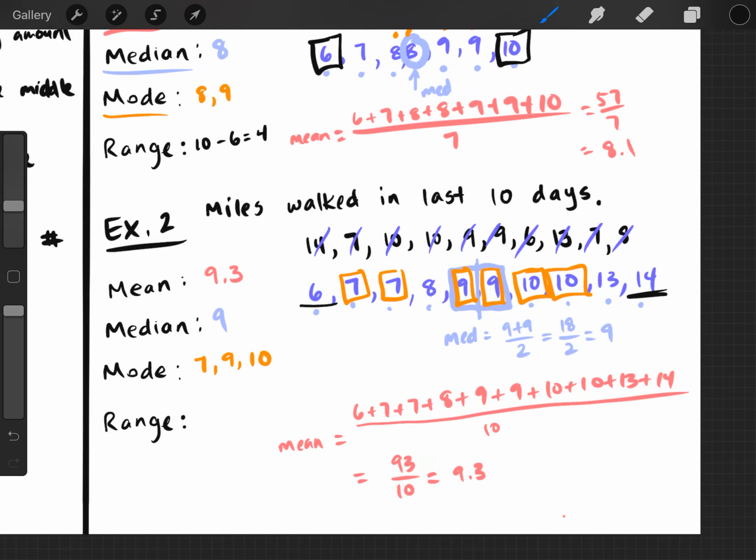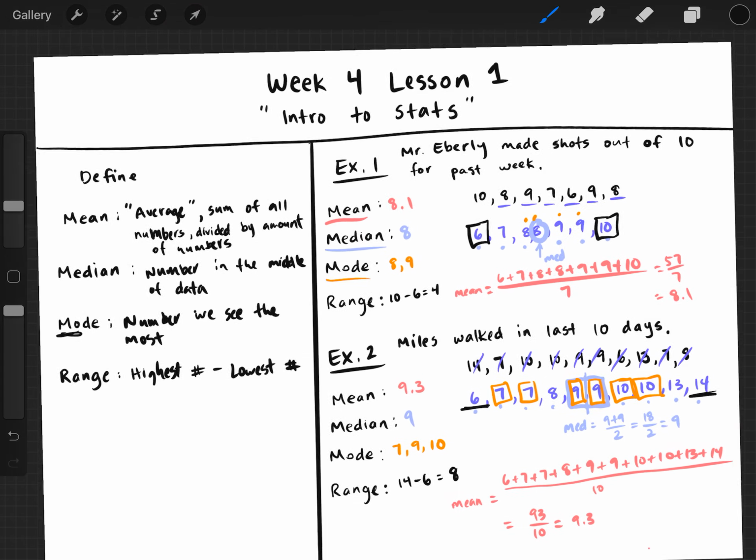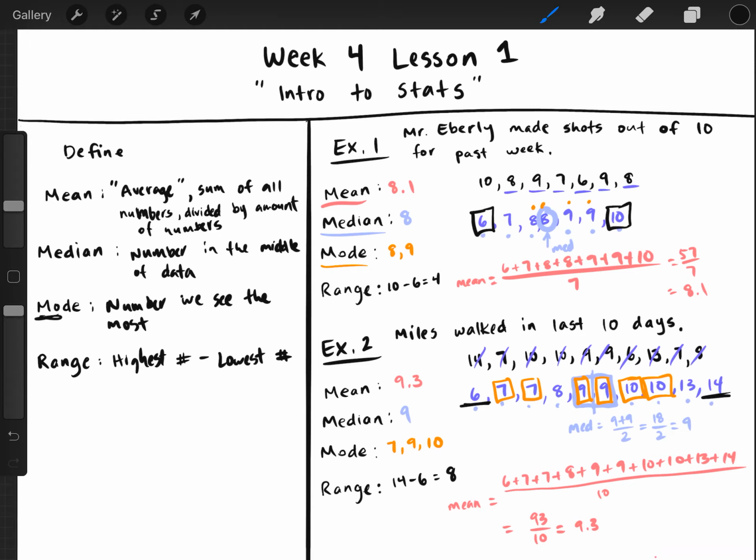And then the last thing, again, is our range. That's our biggest number minus our smallest number. 14 minus 6 is 8. So that means the range is 8 there. So again, we found the mean, median, mode, and the range for that set of data. Hopefully you feel comfortable with this. Again, if you guys have any questions, please let me know.